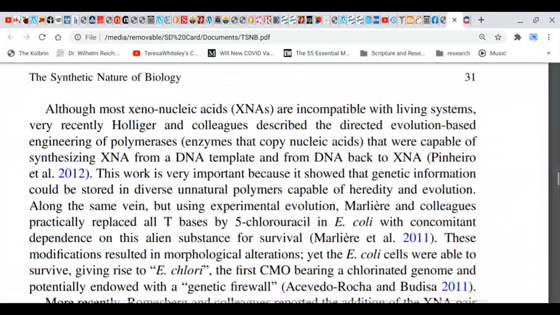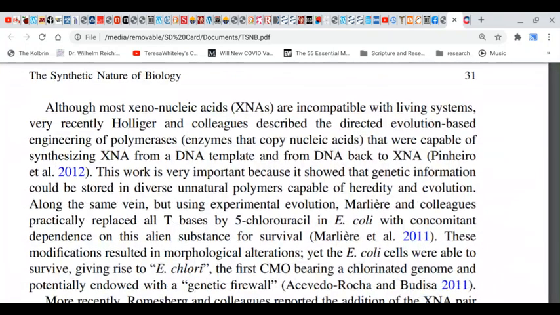Although most xenonucleic acids, or XNAs, are incompatible with living systems, very recently Holliger and colleagues described the directed evolution-based engineering of polymerases, enzymes that copy nucleic acids, that were capable of synthesizing XNA from a DNA template and from XNA back to DNA. This work is very important because it showed that genetic information could be stored in diverse, unnatural polymers capable of heredity and evolution.